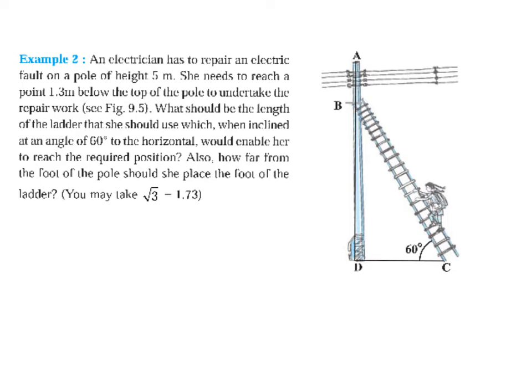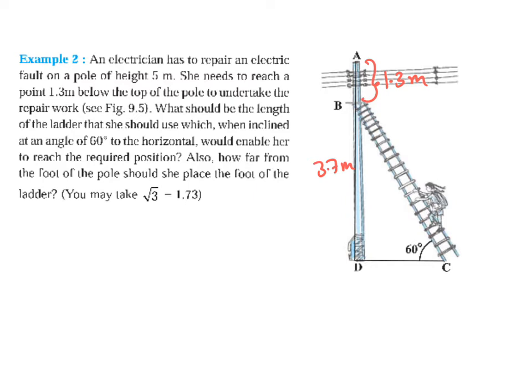Let's try this. An electrician has to repair an electric fault on a pole of height 5 meter. So the height of the pole is 5 meter. She needs to reach a point 1.3 meter below the top of the pole to undertake the repair work. That means the total height of the pole AD is 5 meter. From here to here is 1.3 meter. She has to bring it down. So 5 meter minus 1.3 meter is going to be 3.7 meters. So we know BD now.